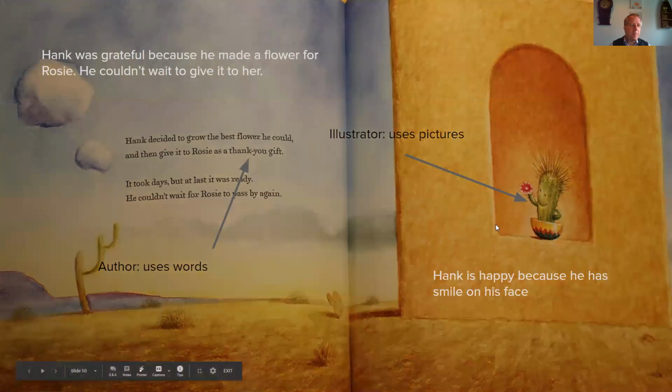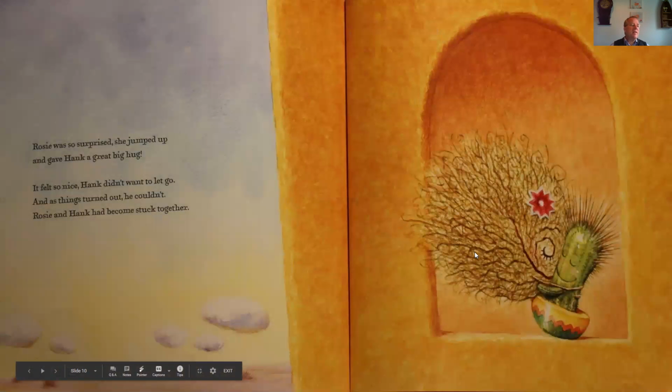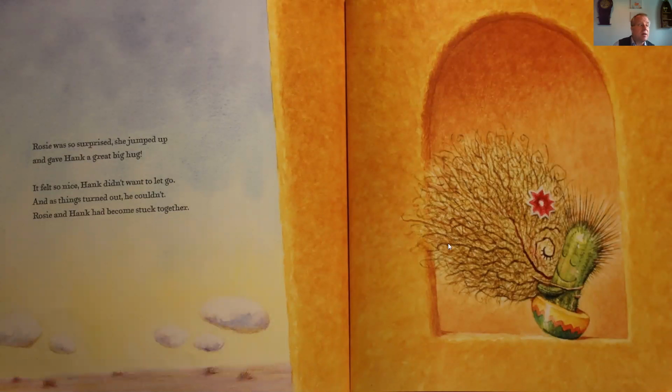All right. Okay, and this is at the end of the book here, where Hank finally gets his hug. Rosie was so surprised, she jumped up and gave Hank a great big hug. It felt so nice. Hank didn't want to let go. And as things turned out, he couldn't. Rosie and Hank had become stuck together.